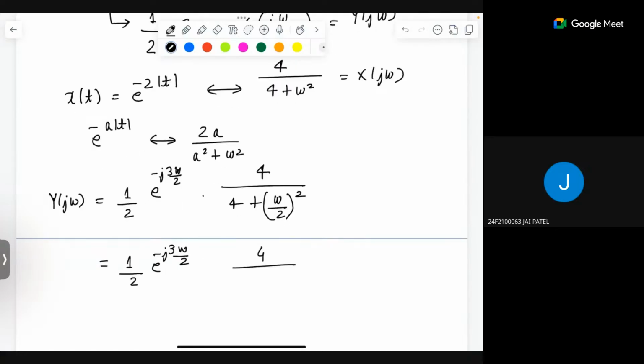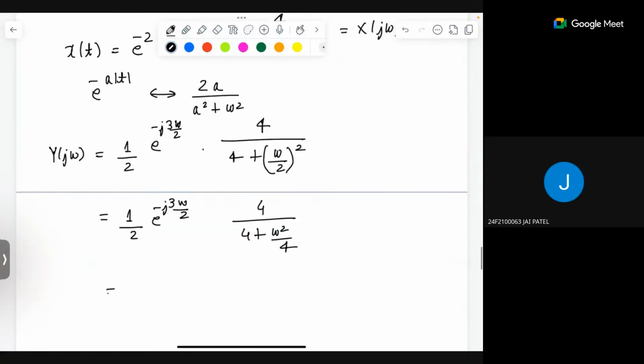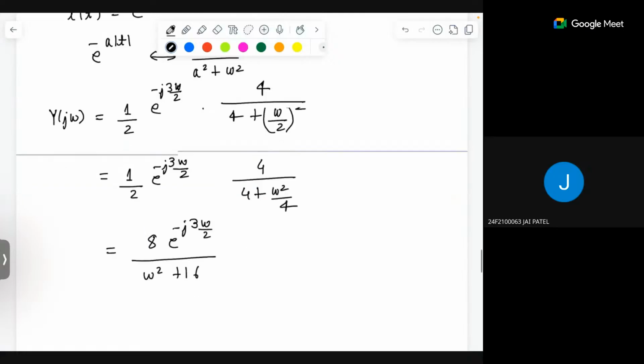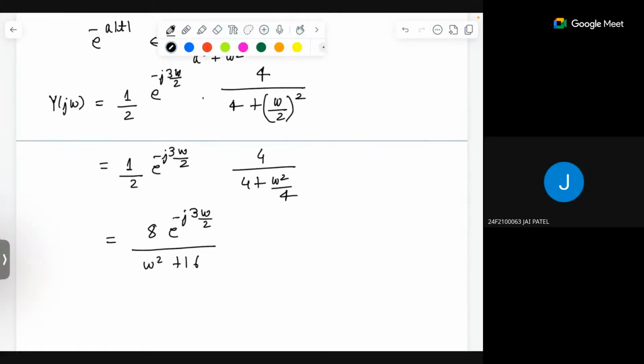I get 4 upon 4 plus omega square by 4, so this 4 will come in the numerator. It will get cancelled by 2. So in the numerator, I have 8 e raised to the power of minus j 3 omega by 2, and this multiplied with this will give me 16. So I have omega square plus 16. So this is the final answer. Everyone understood how we got it?